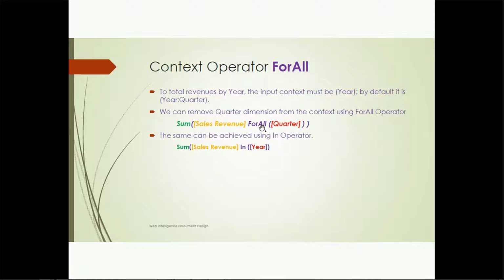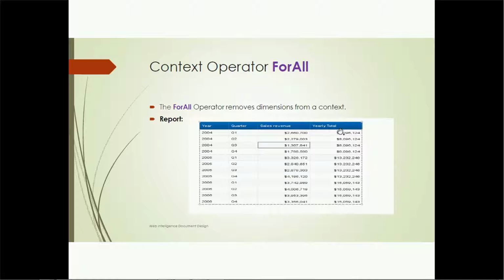Say there are 4 objects, and out of that I just wanted to remove one object. At that time I can use for all. But if I wanted to add more objects, then I will use the in operator as well. Okay, so this way this will give sales revenue. For this yearly total, it will exclude the quarter, and it will just give the data by year.